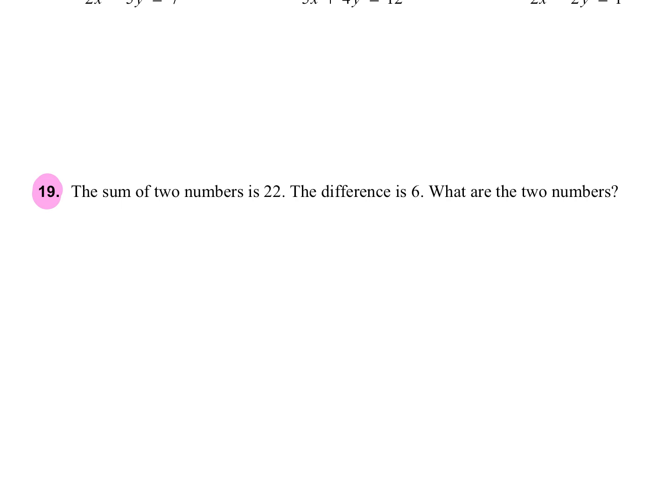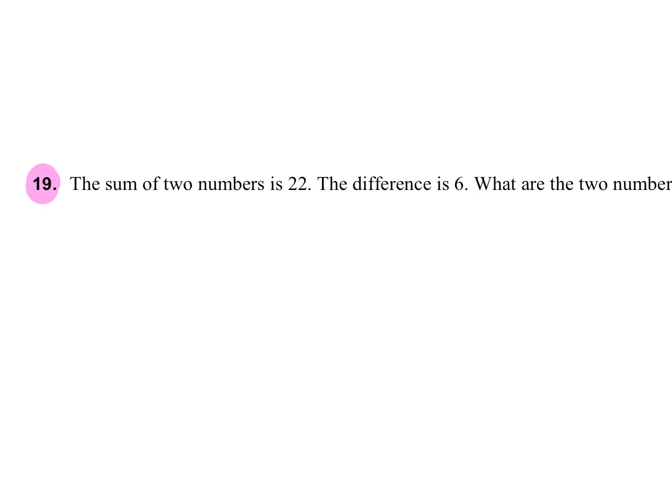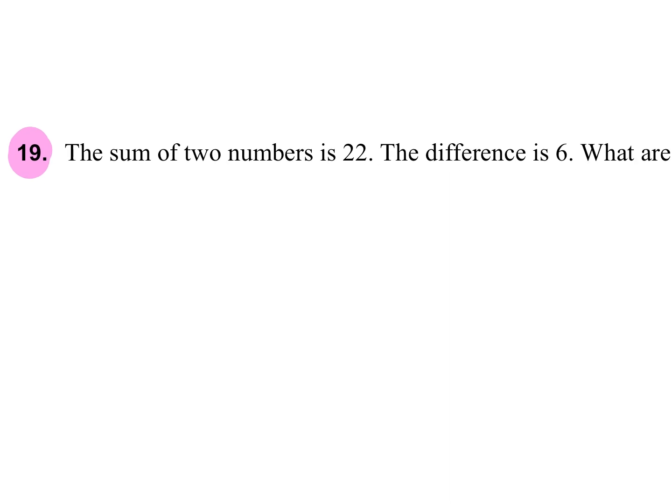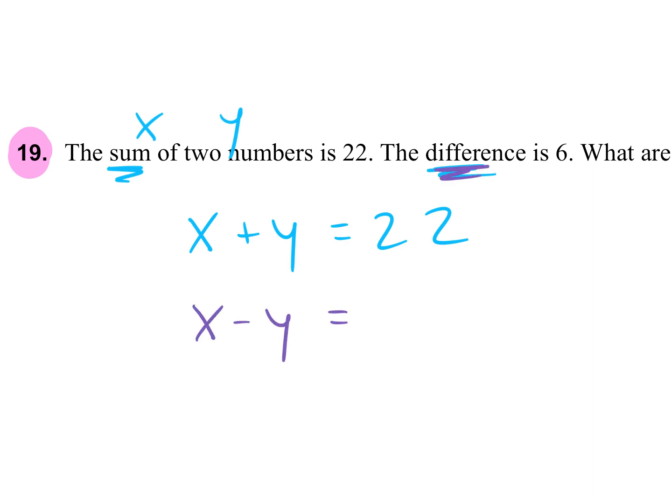Did you say the answer? No, how did you come up with that? Oh, I just kept guessing. Mathematically, how do you think we could come up with that? Let's see. Let's call our numbers x and y. So what does the sum mean? Adding. So x plus y is equal to 22. What does the difference mean? Subtracting. So if the difference of the two numbers, we would say x minus y is equal to 6.